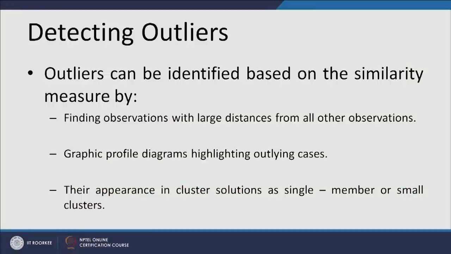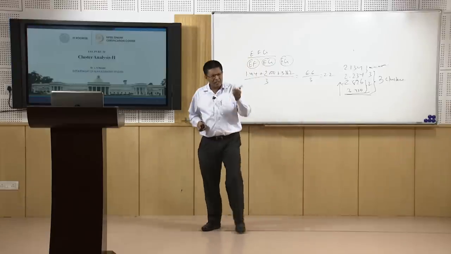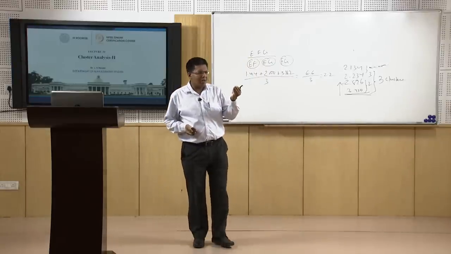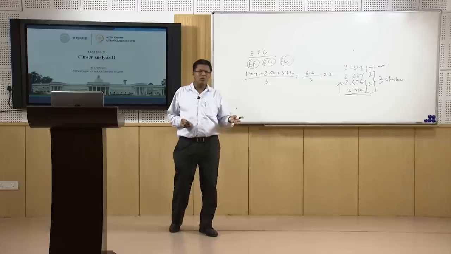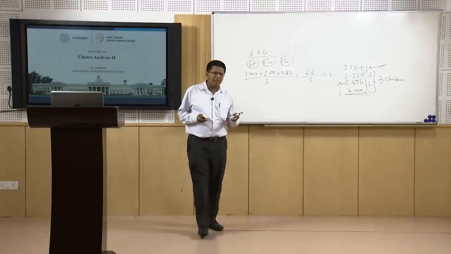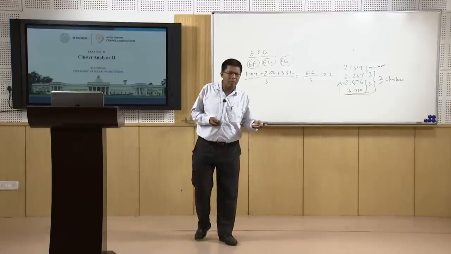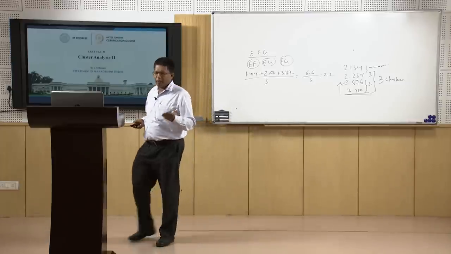You can identify outliers through several methods. The stem and leaf method is a graphical method. You can also find out the frequency of the values and see whether some value is abnormally high or abnormally low. That also can be a measure.